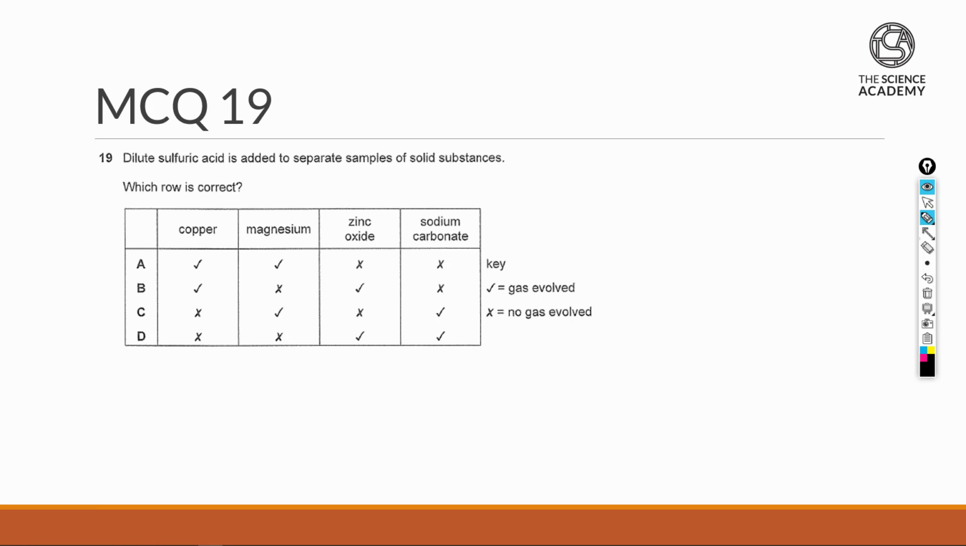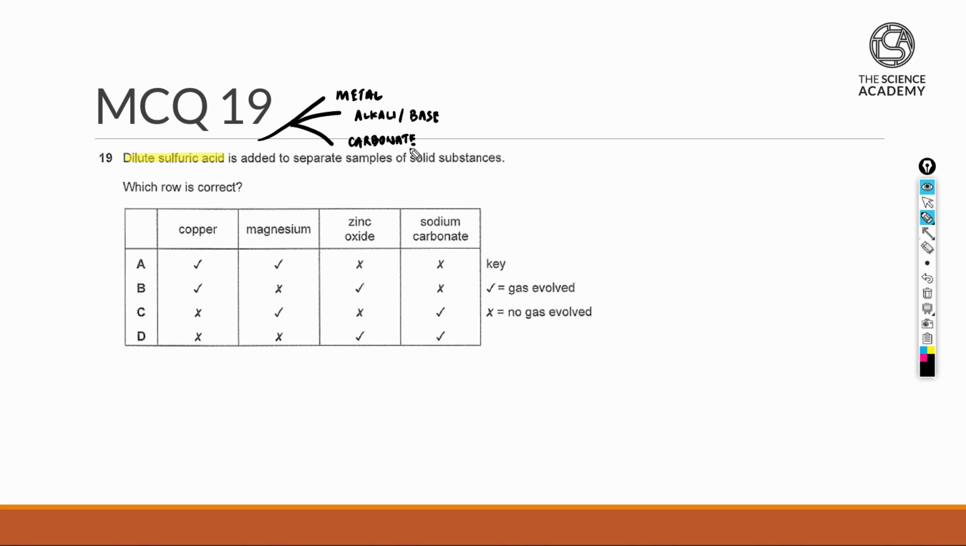MCQ 19, we're going to take a look at acid, base, and oxides reaction. The following reactant of sulfuric acid was given to us. So just as an acid, there will be three components that you should have a reaction with: acid plus metal, acid plus alkali or bases, and lastly acid plus carbonate.